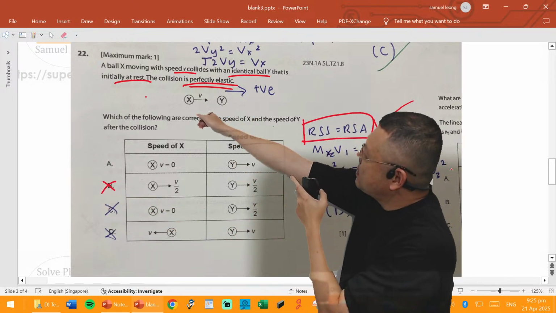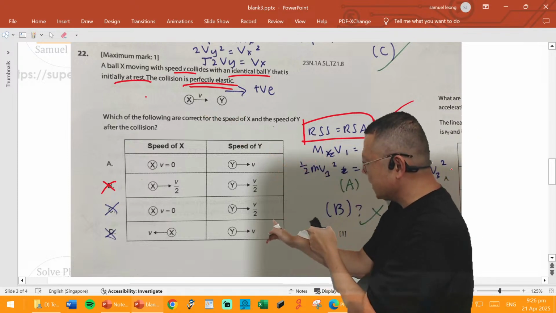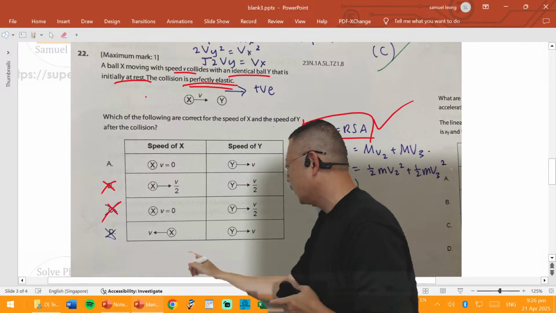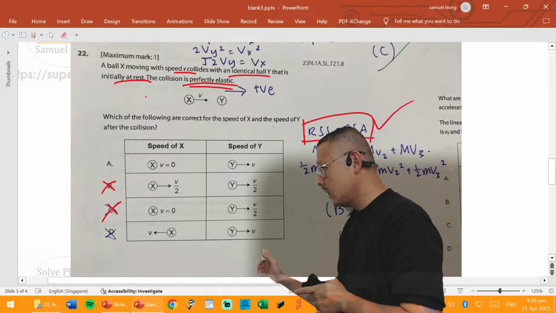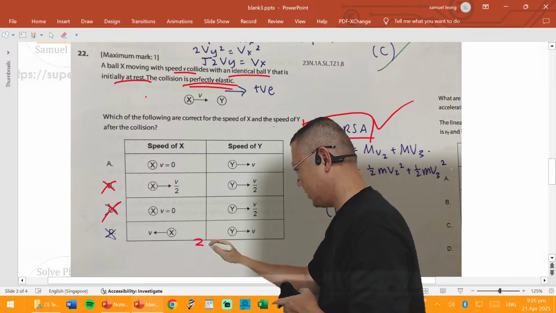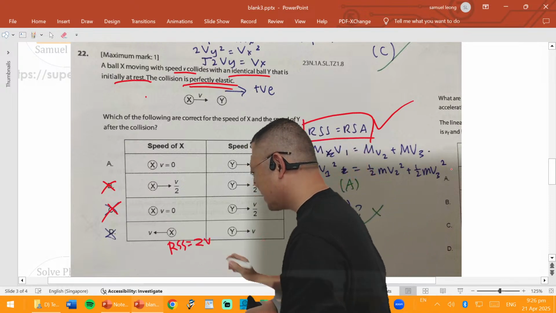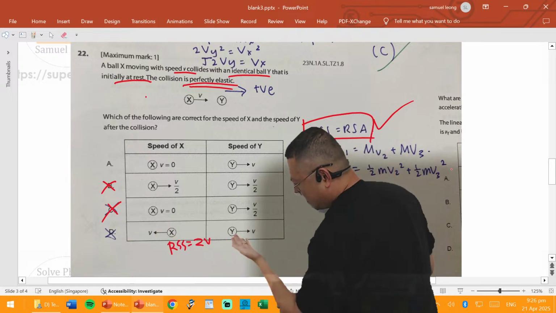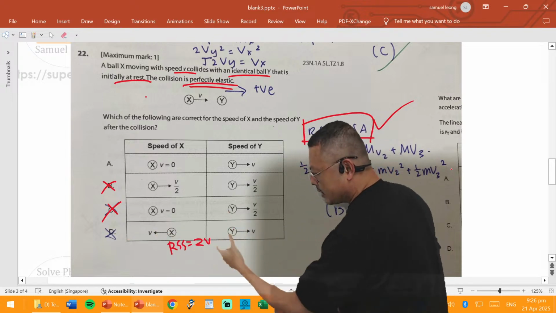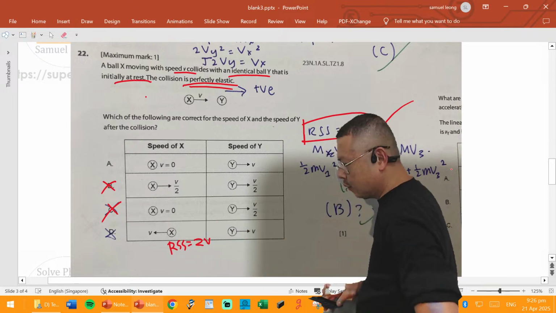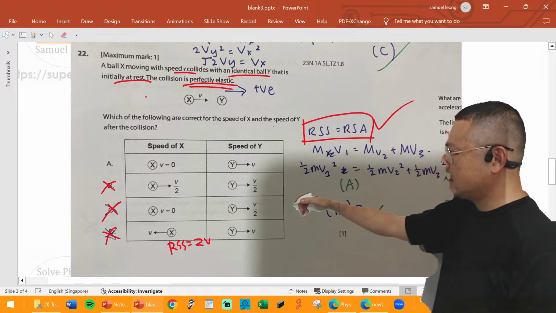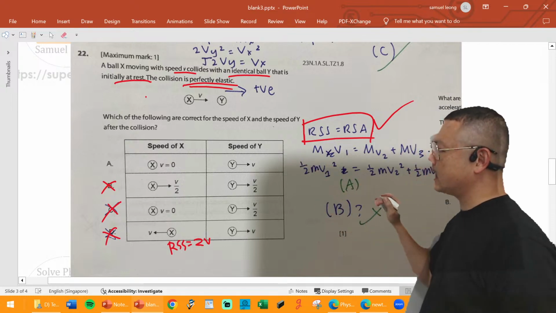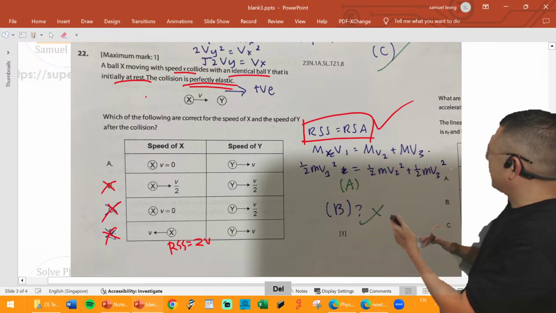If your speed of approach is V, your speed of separation should also be V. In C it is V over 2 versus 0, so C cannot be. And for the last one, what's the relative speed of separation? It is 2V. One object is moving backwards at V, the other is moving forwards at V, so they are separating at a relative rate of 2V. So D is also wrong, just simply by RSA equals RSS. We can more or less tell that only A is a possible answer, but we should be able to work it out.